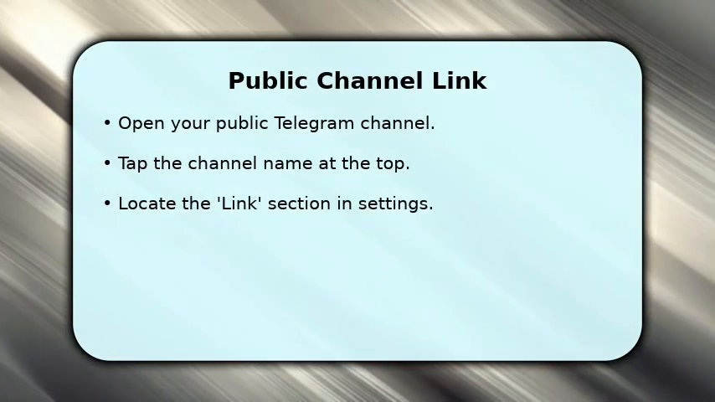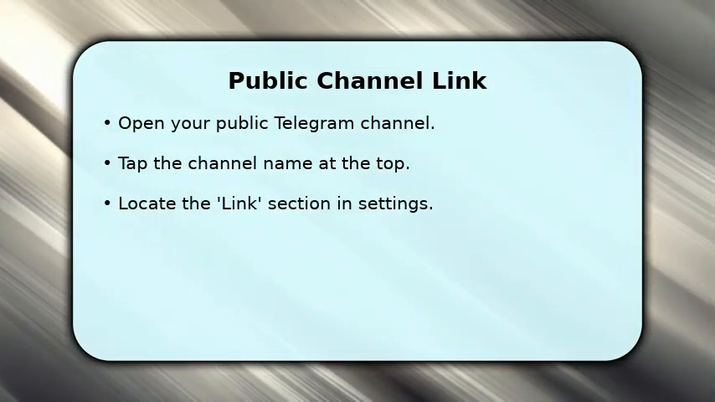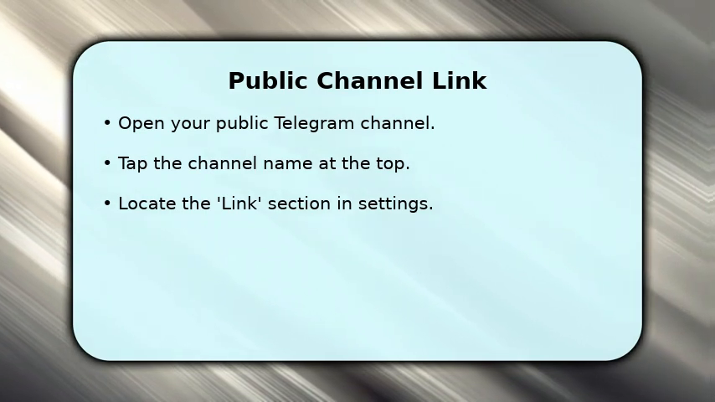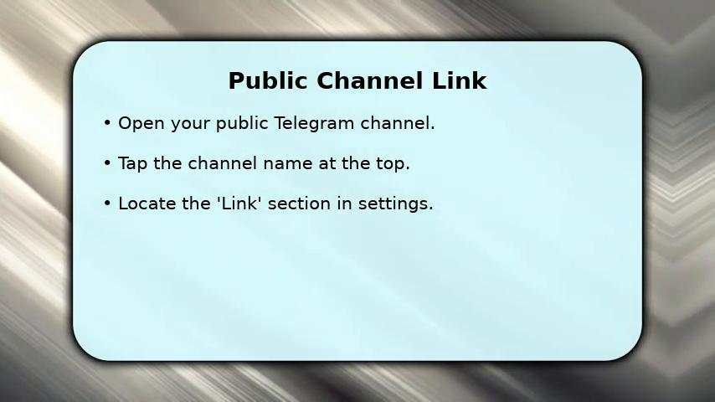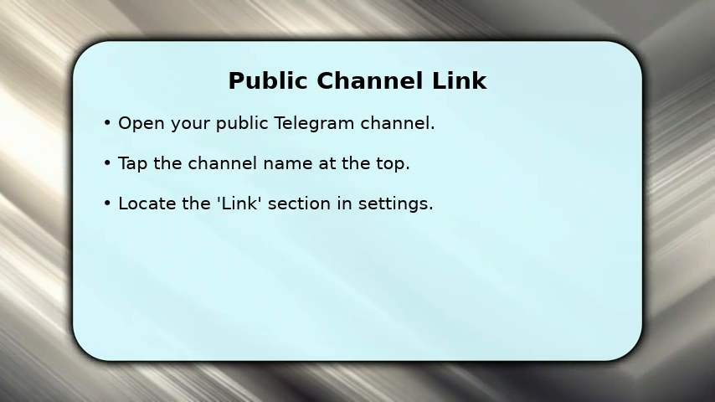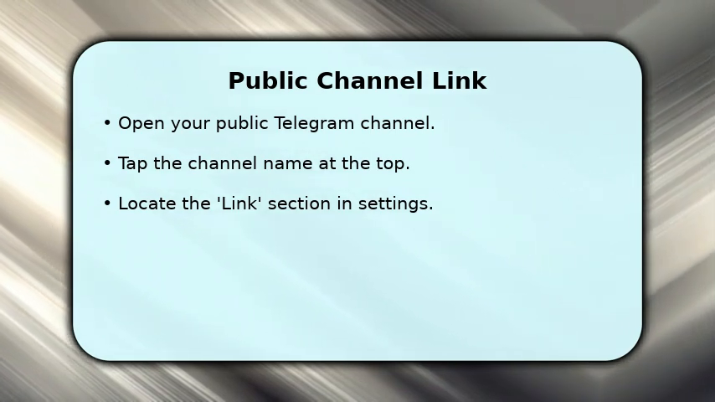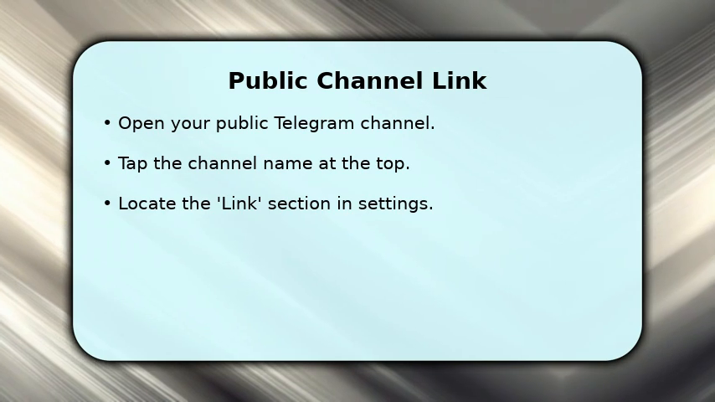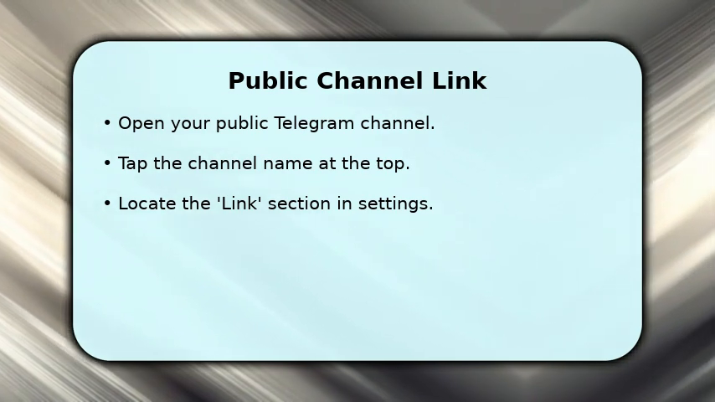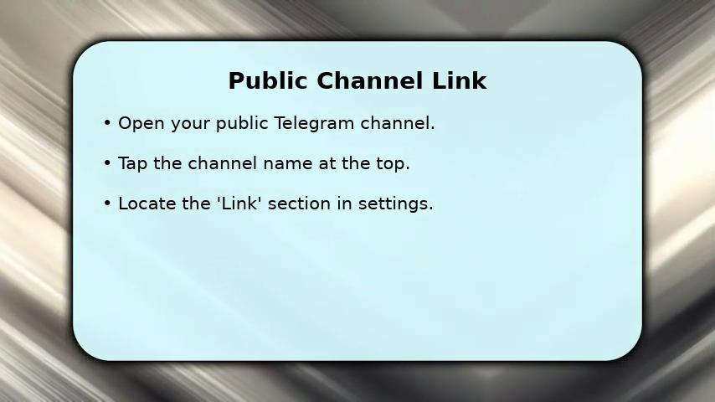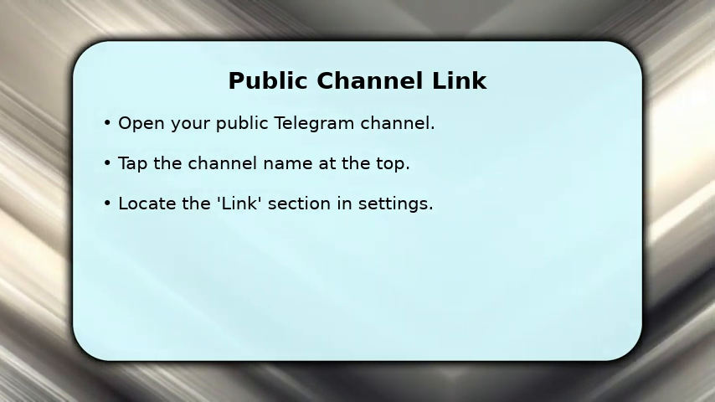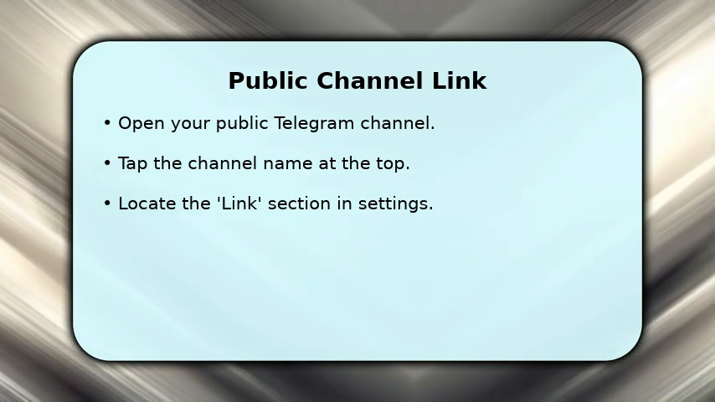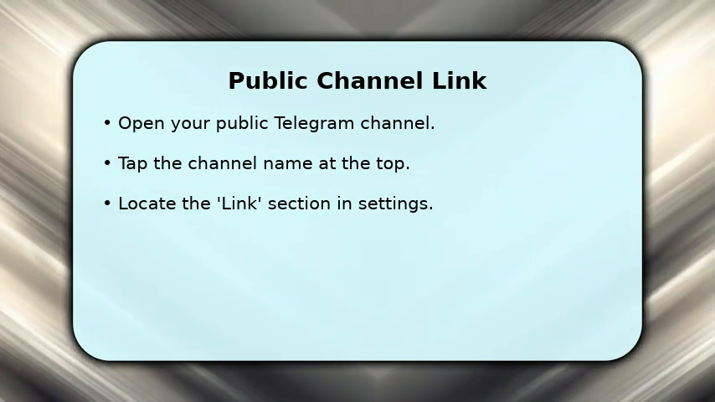For a public Telegram channel, finding your link is quite straightforward. Begin by opening the specific channel you manage. Then, tap on the channel's name at the very top of your screen to access its information page. Scroll down a bit, and you'll see a section clearly labeled Link. This is your channel's unique public address. Simply tap on it to copy the t.me link, ready for sharing.